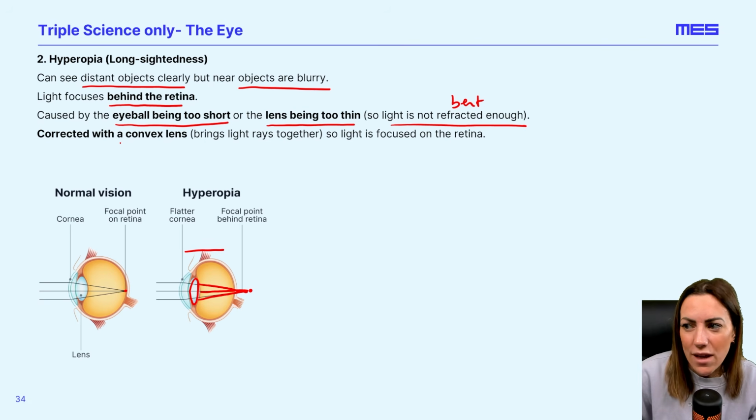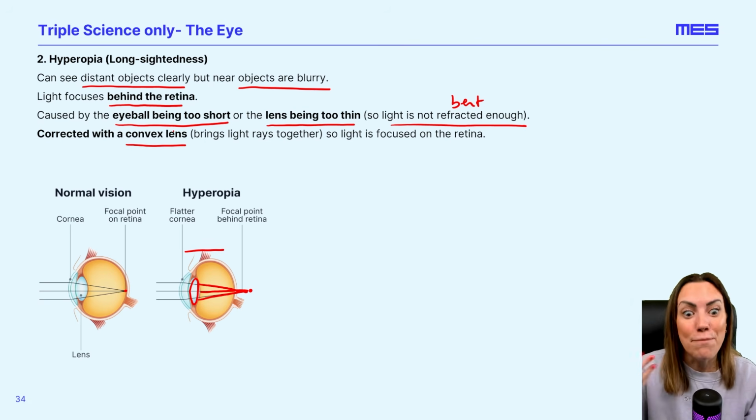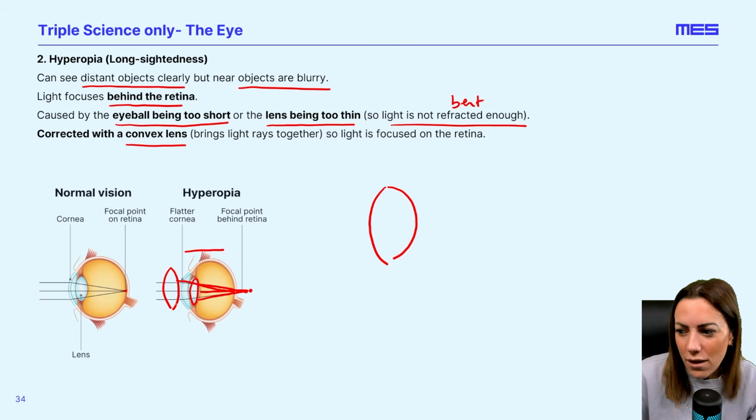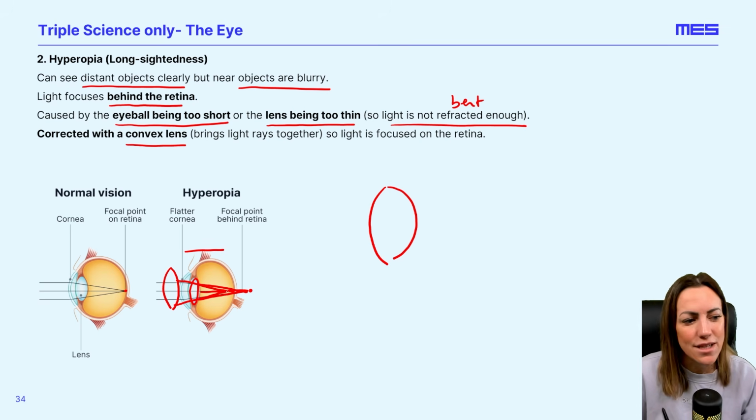This would be corrected with a convex lens to bend or refract the light more. So a convex lens curves out on both sides. So if they're wearing glasses, it would be here. It would bend the light more. So you've got a sharper or a steeper bend, so it focuses onto the retina.